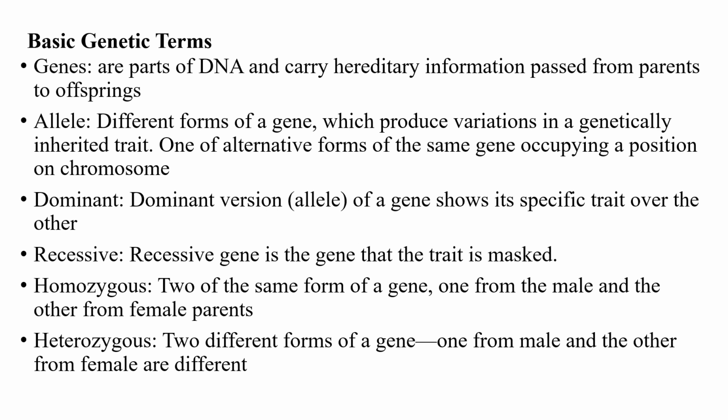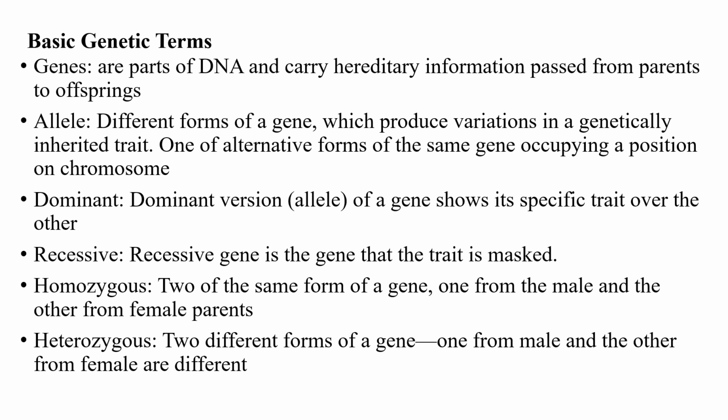Then we also have a term that we refer to as dominant. When we talk about dominant, we are talking about an allele of a gene that shows specific traits over the other in the process of passing inheritance or traits to offspring from parents. Some traits normally show very well, and these traits that normally show very well in the offspring are referred to as being dominant. That is, they have dominated, they have covered other traits.